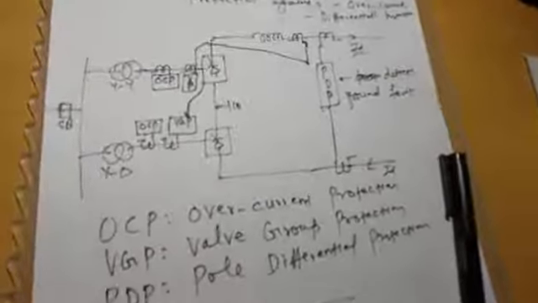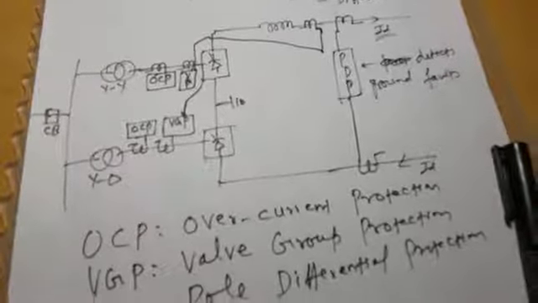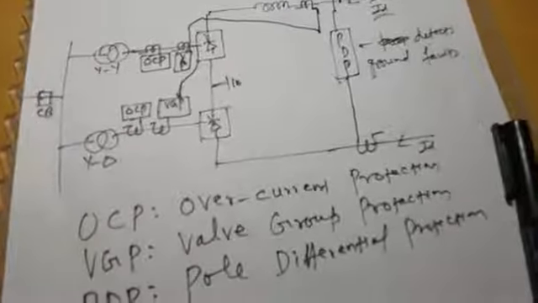We have studied the desirable features of a protection scheme, and we have seen that when you design the protection scheme, it should be selective in nature, it should be discriminative in nature, it should be fast, but it should not be very fast.